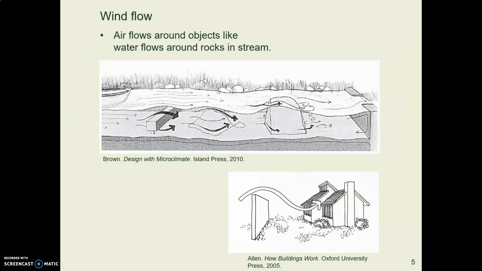Air is a fluid, as is water, and so air flows around objects on the earth just like water flows around objects in a stream. So you can picture that as you're thinking about where the wind is going to go.